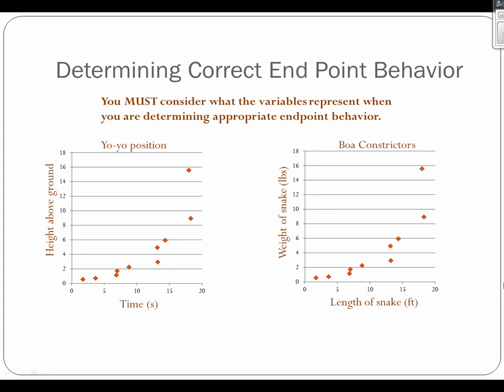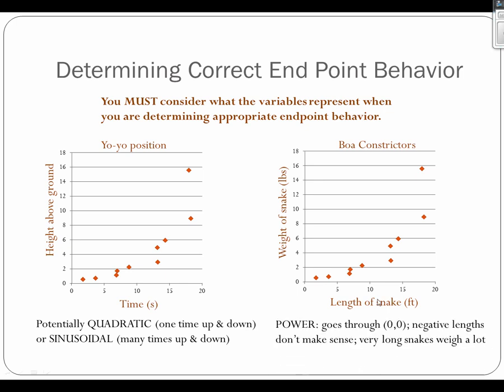Okay, so how do you figure out which one is right? It depends partly on what the variables are, right? If these data, which is the same two graphs, if this is time and this is the height above ground for our yo-yo, then if I think about what's actually happening with the yo-yo, it's going to go up and back down and up and back down. And I probably want to pick a quadratic, which is like one time down and back up, or sinusoidal, many times up and down. Now this one, how long a snake is versus how much the snake weighs, right?